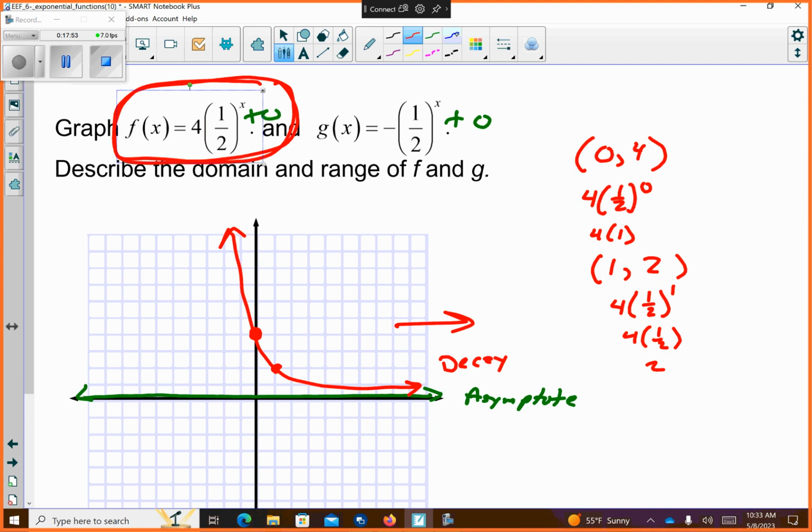Okay? Let's take a look at this one. Let's plug 0 in. So I'm going to get negative half raised to the 0 power. What's half to the 0? 1. What's negative 1 times, or negative times 1?